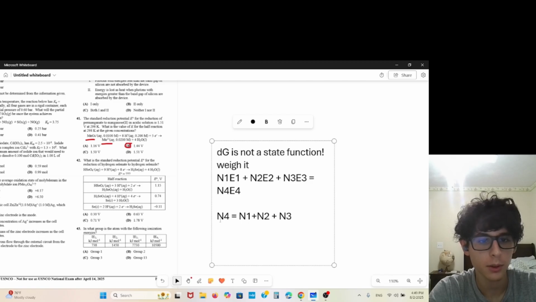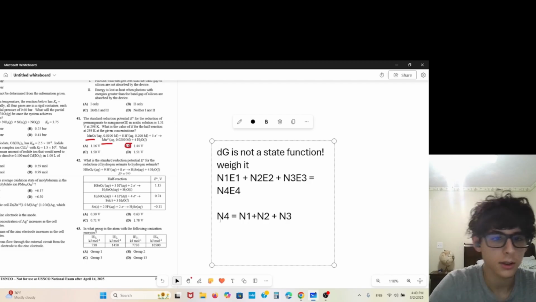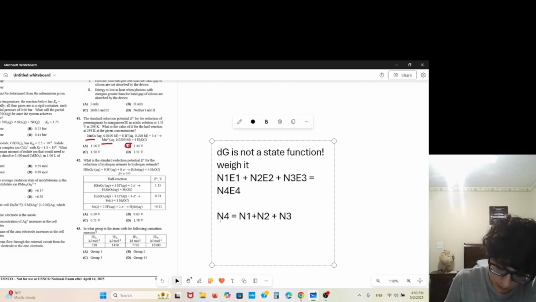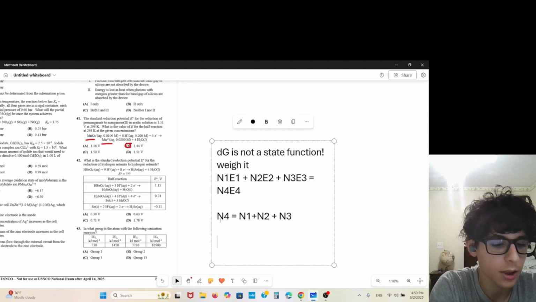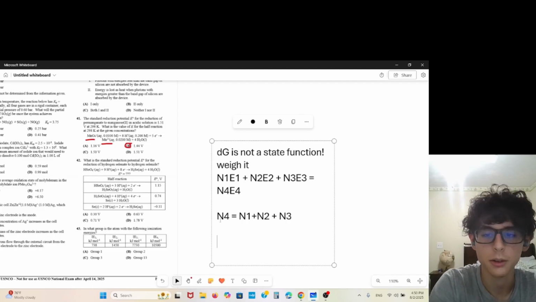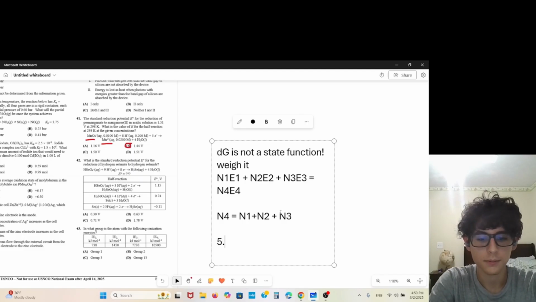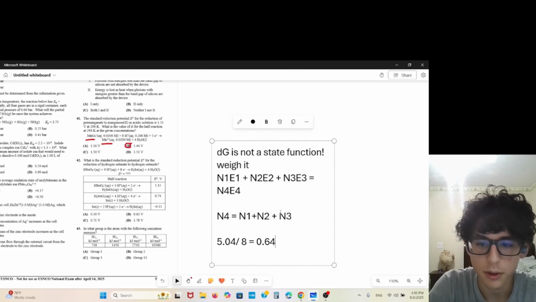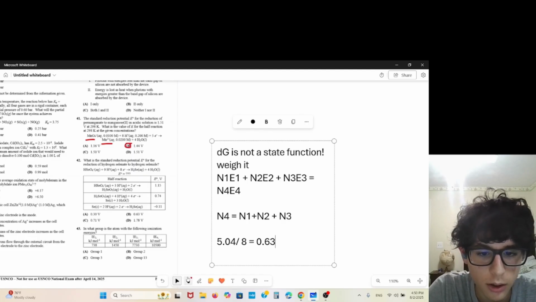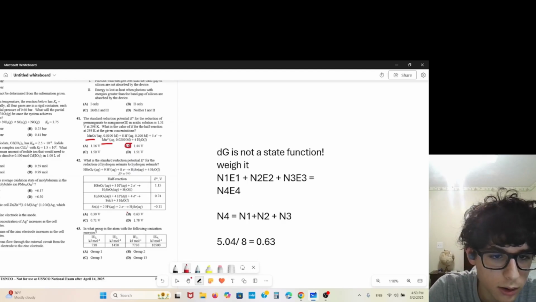So we get 5.04. Now, we're going to divide this by 8, sorry. 2 times 1.15, 4 times 0.74 minus 0.11 times 2, divided by 8. So you get 0.63. Alright, perfect. So B. Alright.